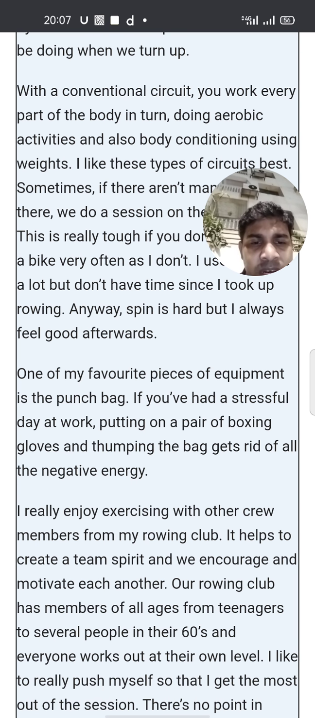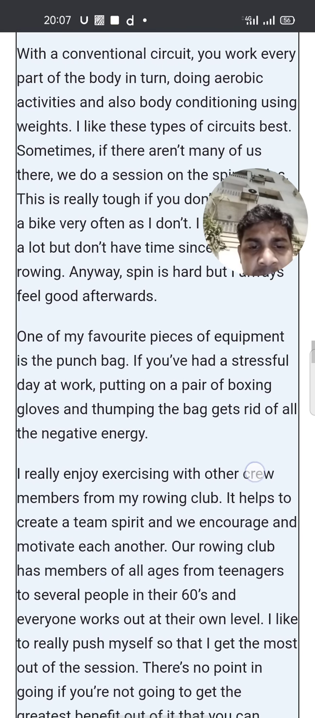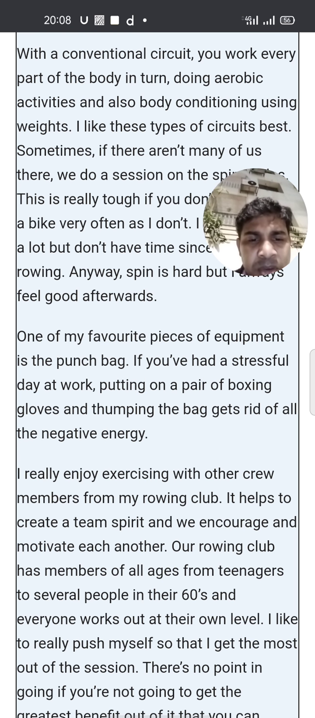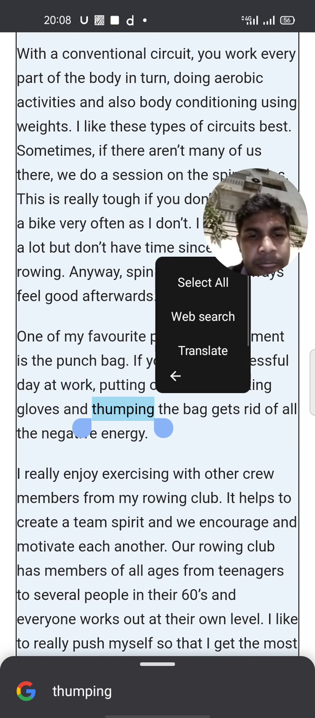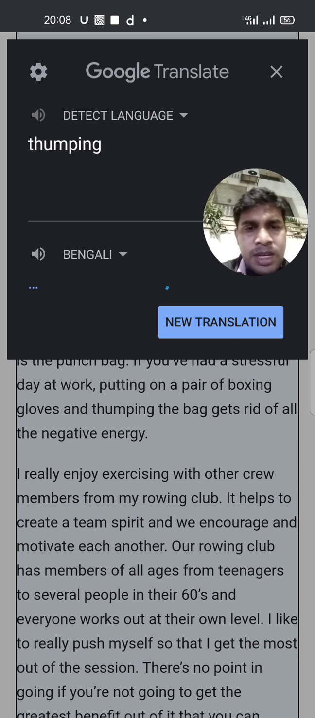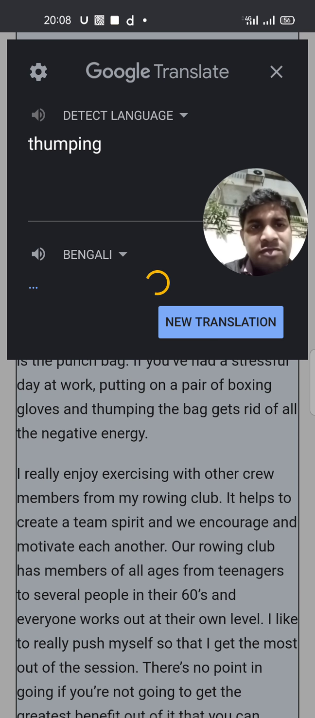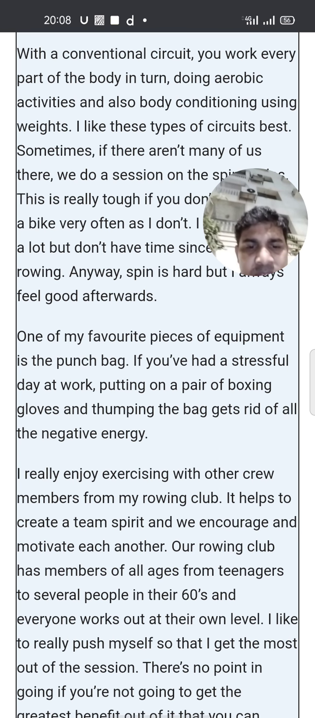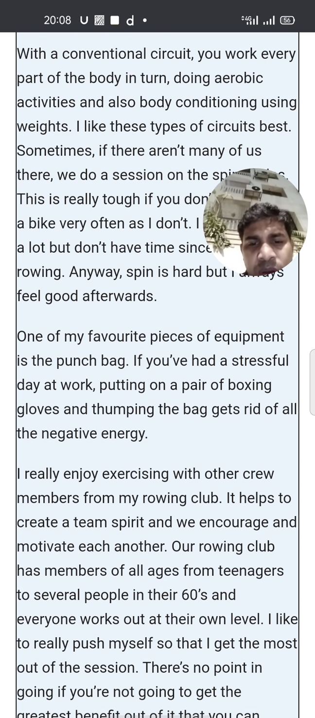One of my favorite pieces of equipment is the punch bag. If you have had a stressful day at work, put on a pair of boxing gloves and thump the bag, and get rid of all the negative energy.